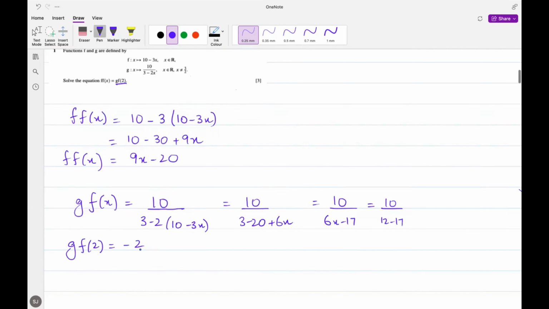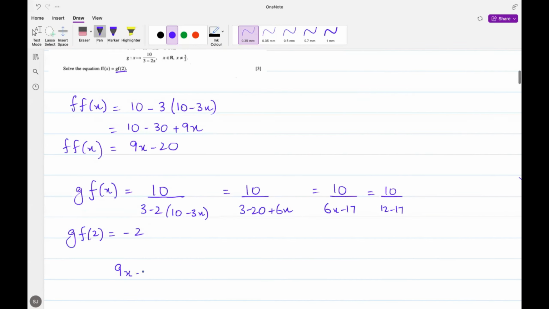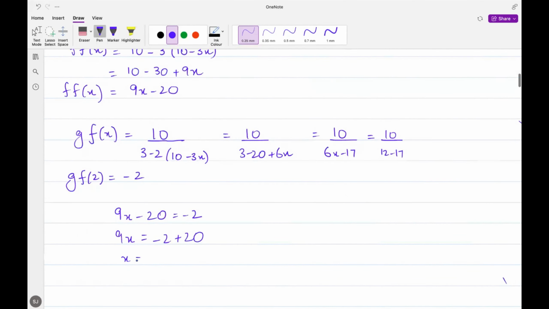Now, as they both are equal, we'll equate 9x minus 20 is equal to minus 2. So 9x will be equal to minus 2 plus 20. So x will be equal to 18 divided by 9. The value of x will be 18 upon 9, which is 2.